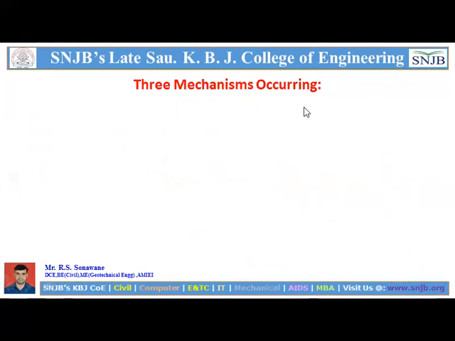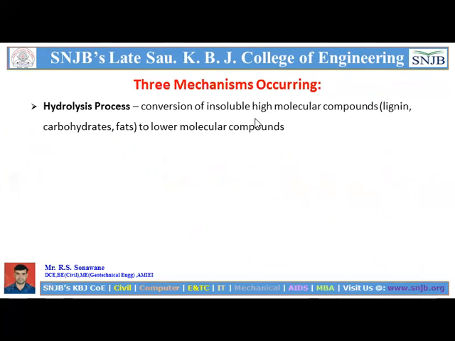Three mechanisms occur when we use an anaerobic digestion process. The first is hydrolysis, that means conversion of insoluble high molecular compounds, as already seen in the previous two or three lectures. The first stage of digestion is conversion of insoluble high molecular compounds, such as lignin, carbohydrates and fat, to lower molecular compounds. This is the hydrolysis process.